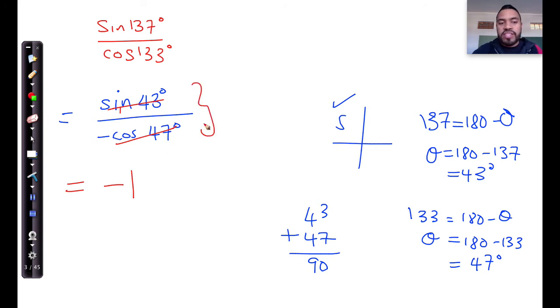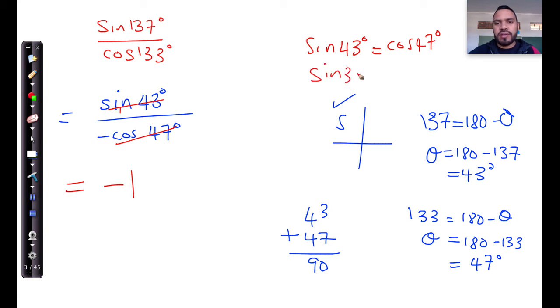Remember, how did I show that these two are equivalent? Well, sine of 43 degrees is equal to cos of 47 degrees, right? In the same way that sine of 30 is equal to cos of 60. In the exact same way that cos of 10 is equal to sine of 80 degrees, right? Because they sum up to 90. And that's how I've solved this over here.